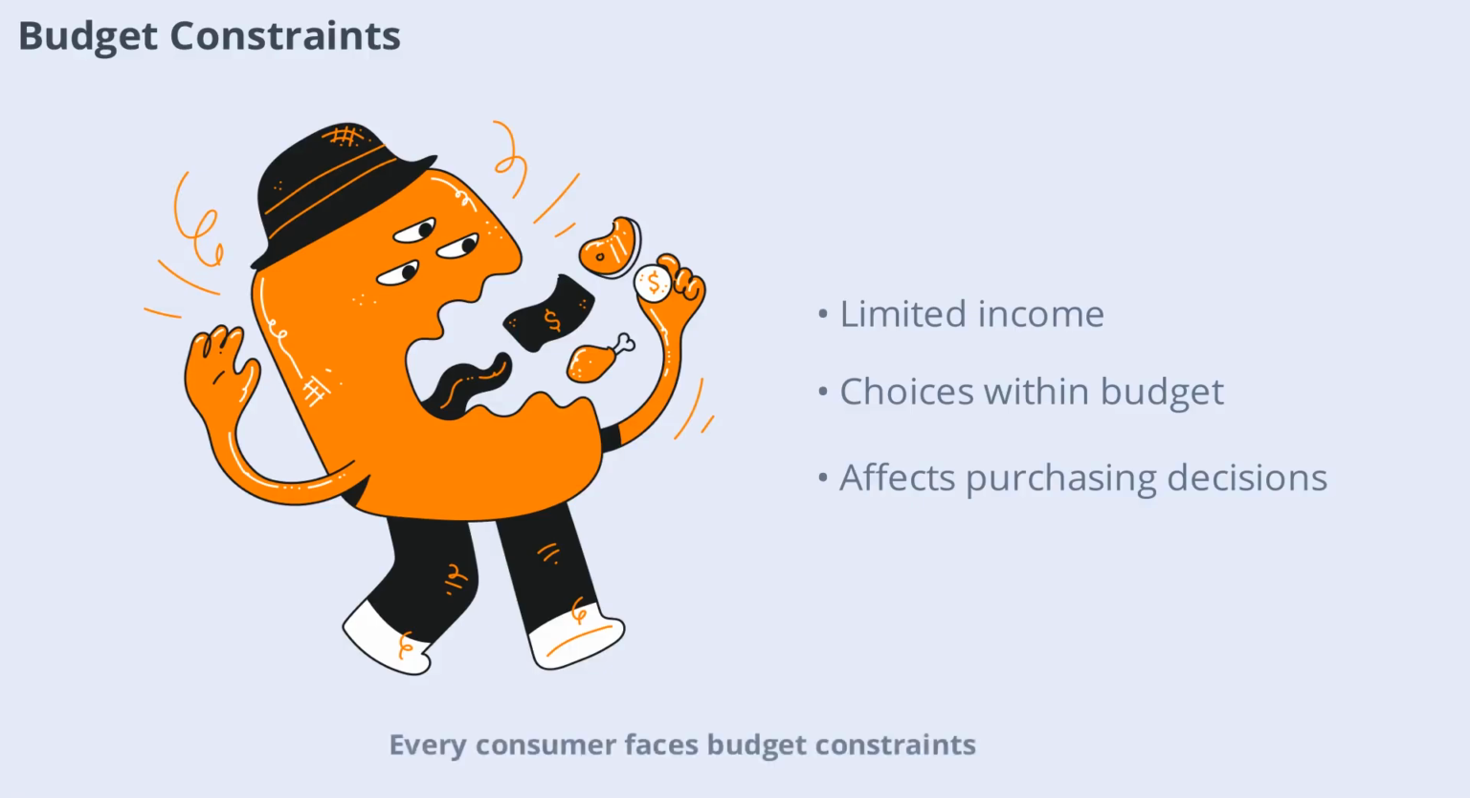Every consumer faces budget constraints, which limit the amount of goods and services they can buy. A budget constraint represents all the combinations of goods a consumer can afford, given their income and the prices of those goods. Making choices within these limits is a key part of microeconomic analysis. It helps explain why people prioritize certain purchases and how changes in income or prices affect their buying decisions.